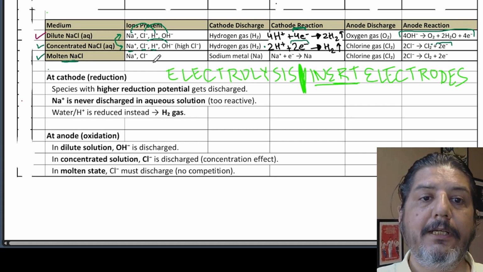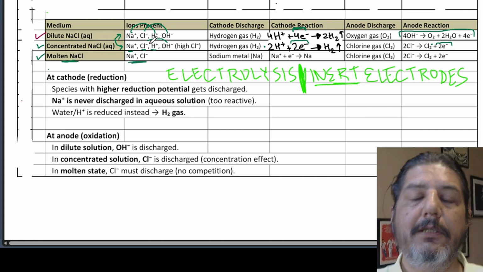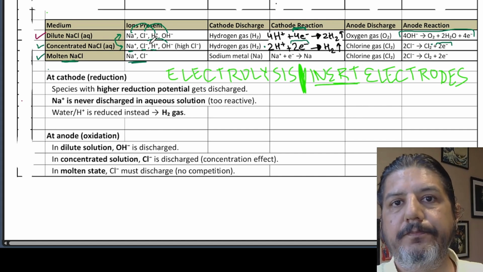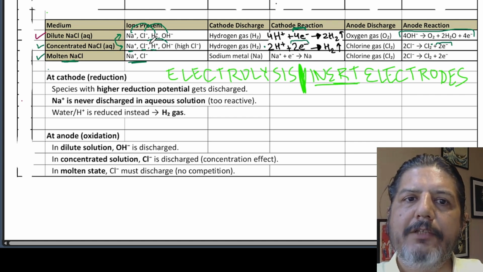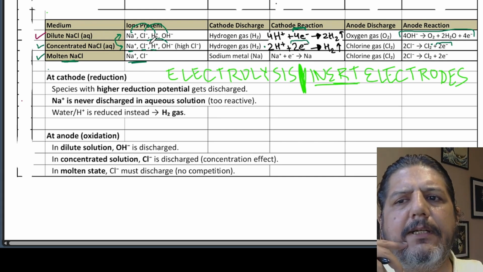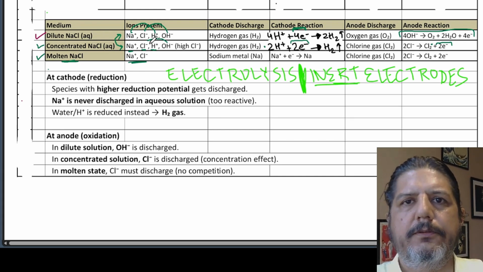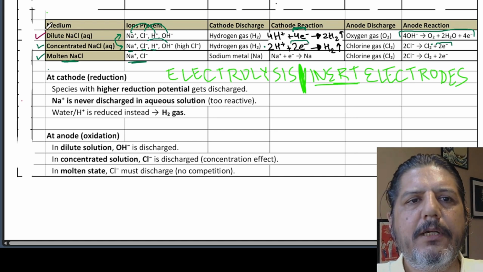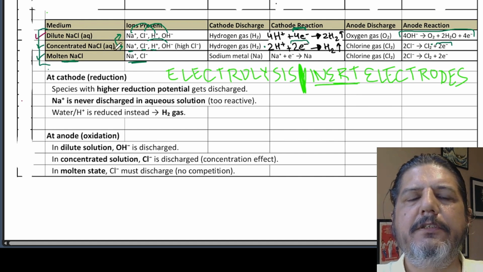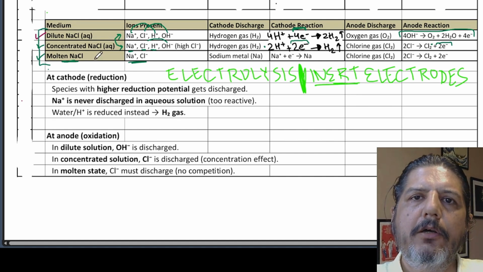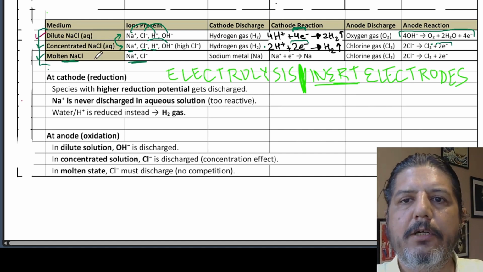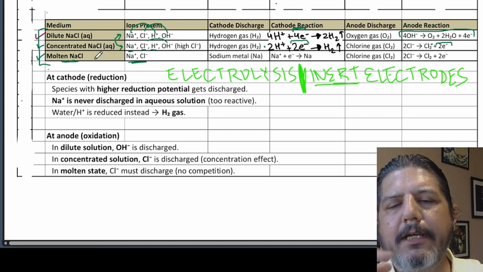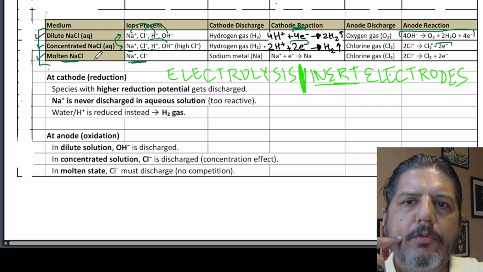But remember that in molten NaCl, the aqueous part is not present. So H positive and OH negative ions won't be there. We only have Na and Cl ions, and they get discharged as Na and Cl2 because there is nothing else. So this is the comparison that I wanted to make, so that you can clearly see that in these three cases, dilute NaCl, concentrated NaCl, and molten NaCl, different gases are discharged.